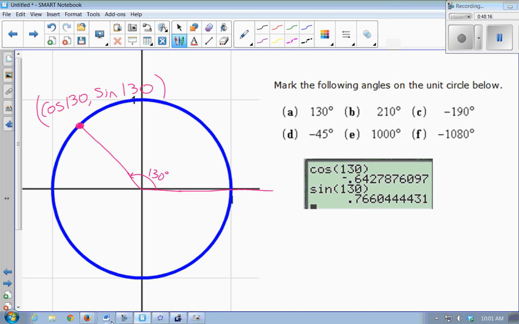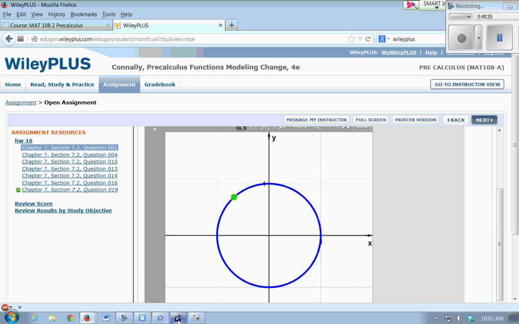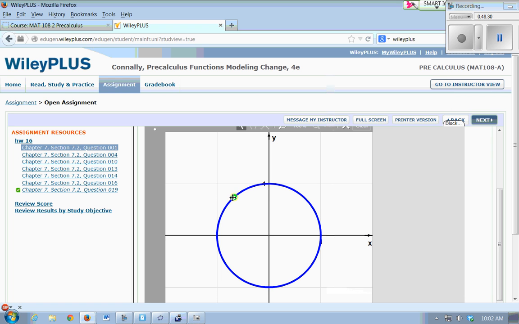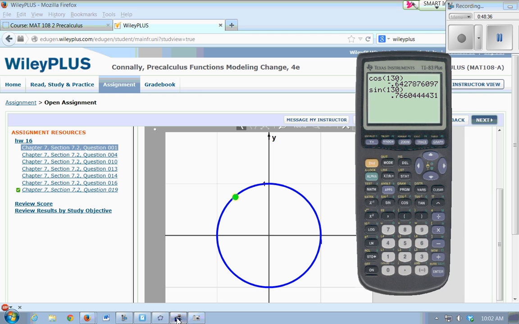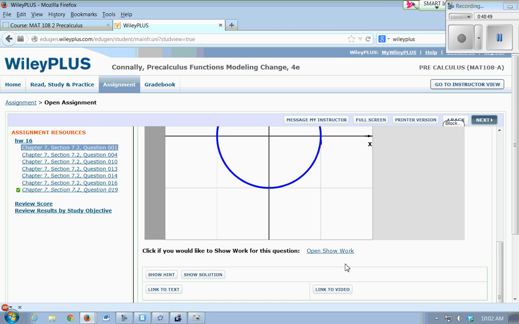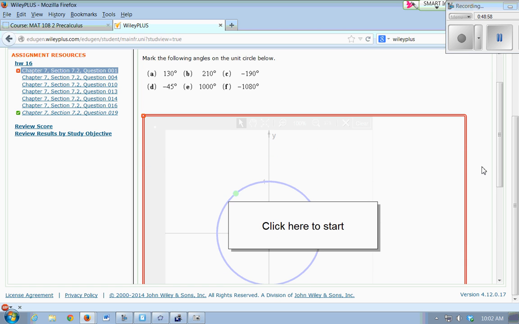Okay, so let's call that back up and put it on there. Negative 0.64. So I got to go left, right a little bit. Okay. And then 0.766. There we go. So that should give me a partially correct. No. Oh, maybe it doesn't, it just has to mark the whole thing right or wrong. Okay.